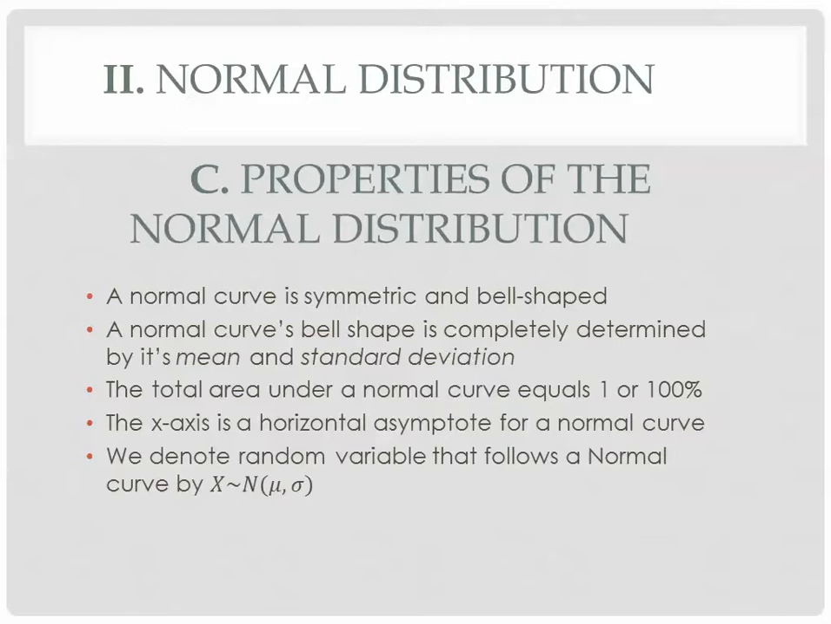And we denote the random variable by saying x, our random variable, follows a normal distribution with the mean of mu and a standard deviation of sigma. That's the notation we'll use. So if we have something that follows a normal curve or a normal distribution, we'll write an N, and then in parentheses we'll write whatever the mean is and whatever the standard deviation is. This is our typical notation that we use. It's very important that you recognize that notation.